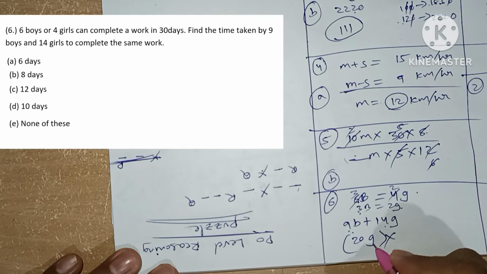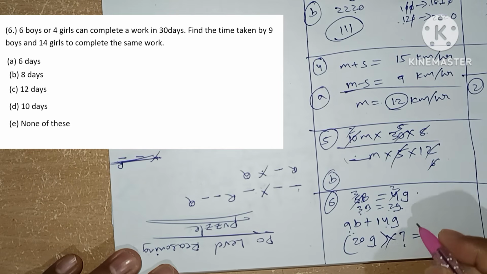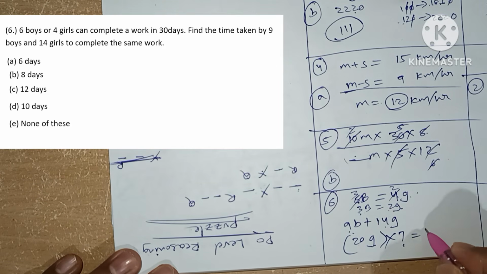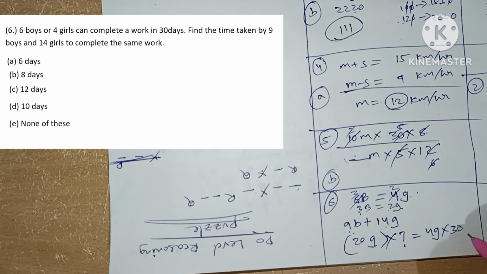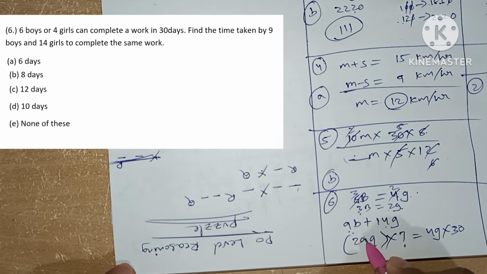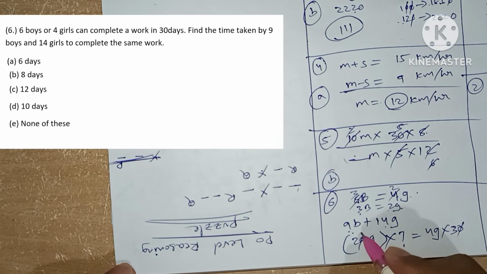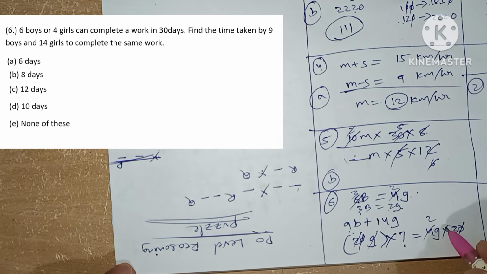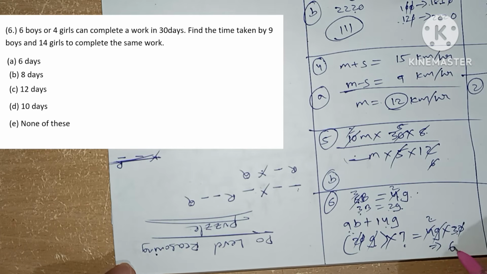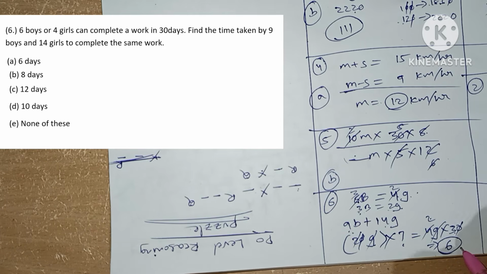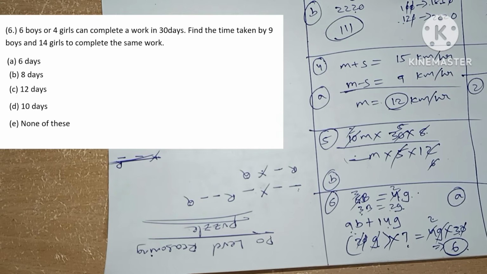20 girls can complete in how many days? We have 4 girls can complete the whole work in 30 days, as given in the question. So here 0 and 0 cancel, 2 and 2 cancel, g and g cancel. We are left with 3 twos, which will be 6. So the answer will be 6 days. So option A is our answer.